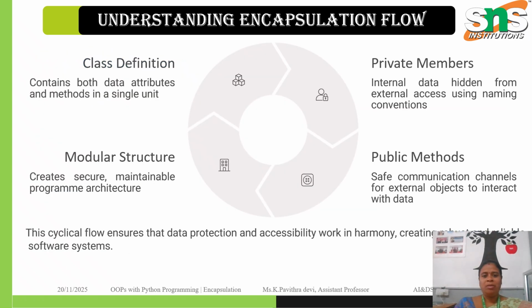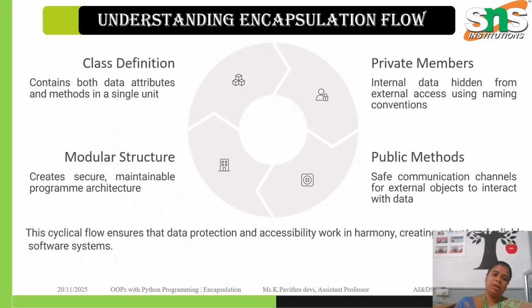Understanding the encapsulation flow. The encapsulation flow explains how data is protected and accessed in object-oriented programming, especially in Python. The flow is: user to public method to internal logic, and then private data. Step by step execution. First, data is declared inside the class. Variables are kept inside a class. Sensitive data are marked as private. Data is hidden, which is called data hiding. A private variable cannot be accessed directly, which prevents accidental or unauthorized changes.